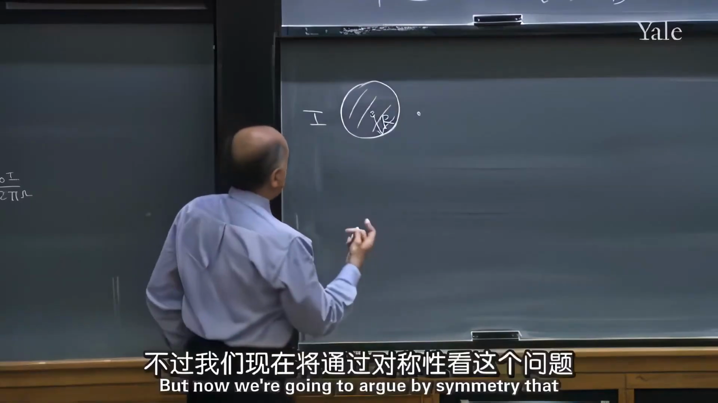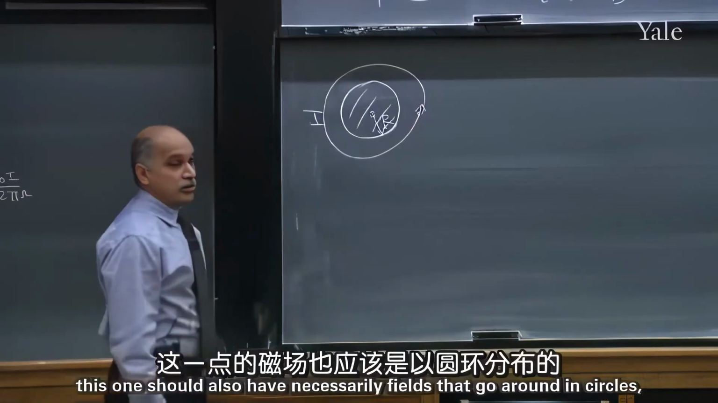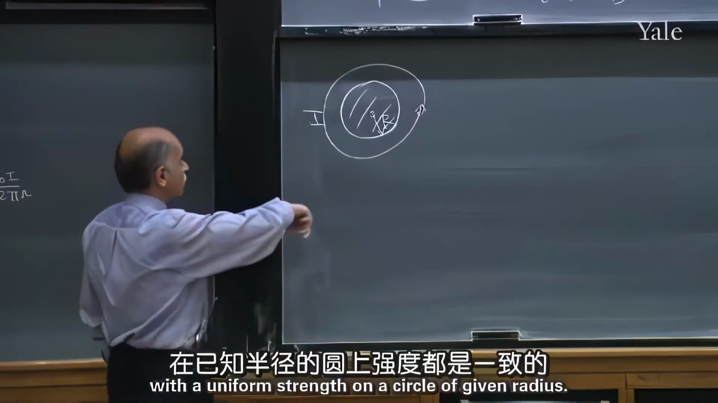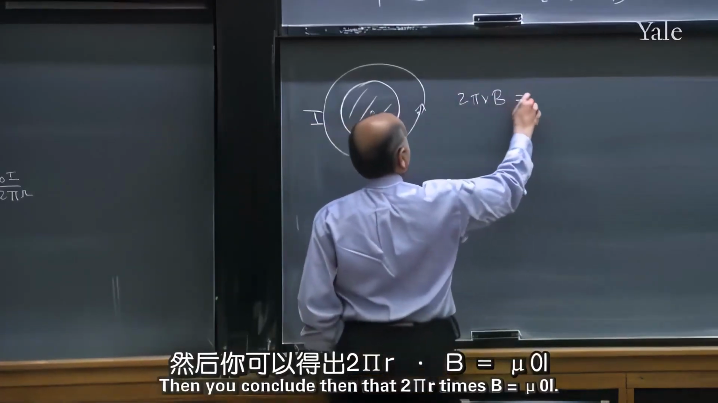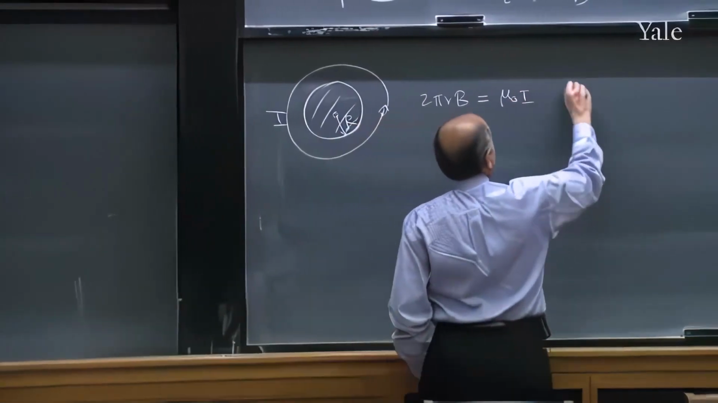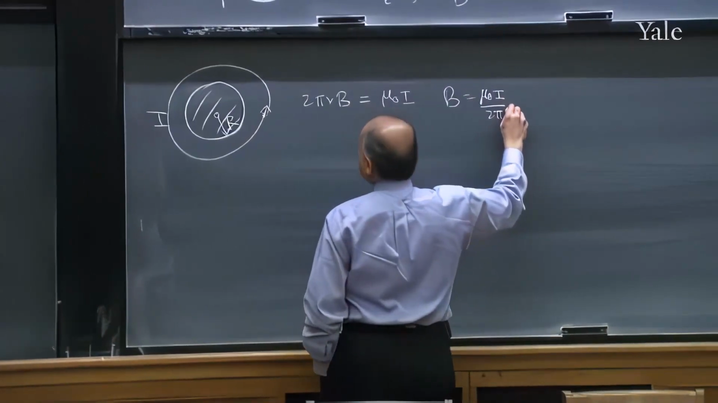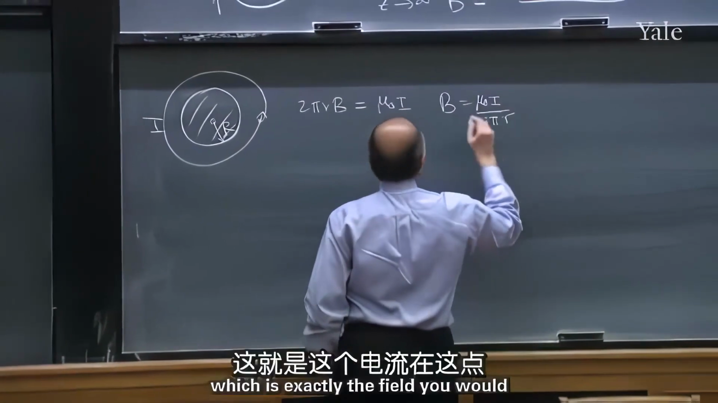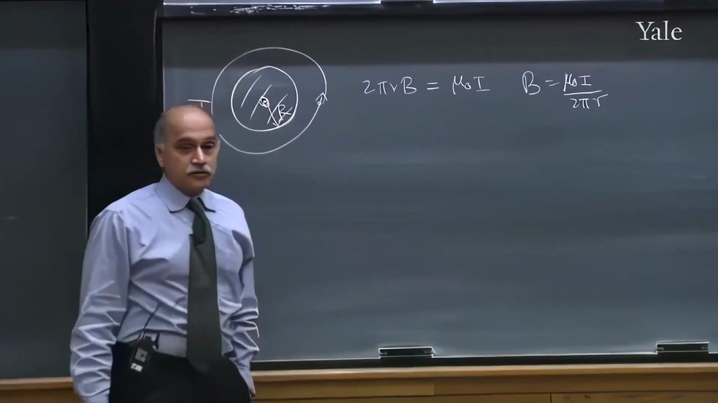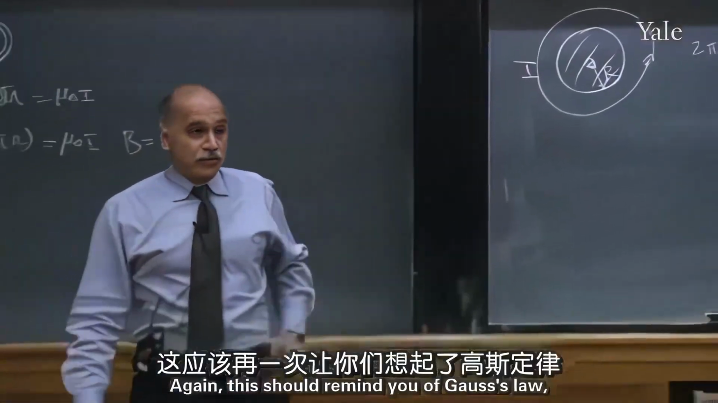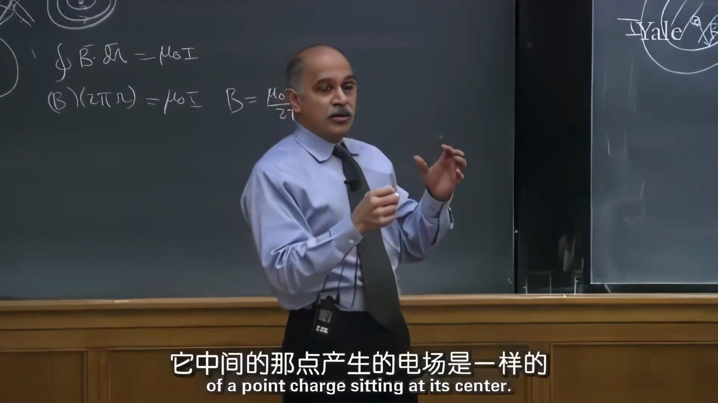But now we are going to argue by symmetry that this one also should necessarily have fields that go around in circles with a uniform strength on a circle of given radius. Then you conclude that 2 pi r times B is equal to mu 0 I. Therefore, B is equal to mu 0 I divided by 2 pi r, which is exactly the field you would get from a thin wire carrying all the current. Again, this should remind you of Gauss's law, where if you have a ball of charge, the field due to it looks like the field of a point charge sitting at its center.